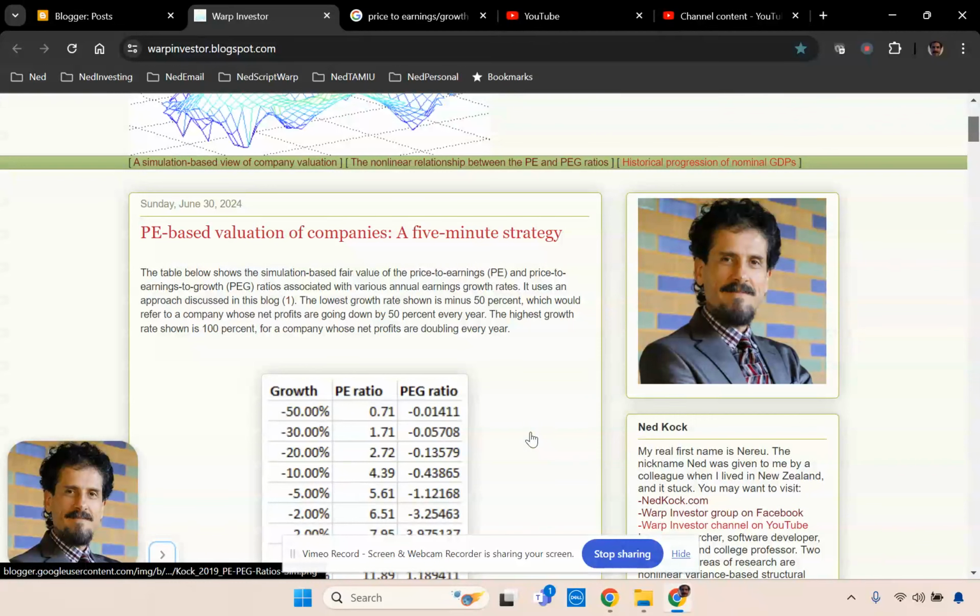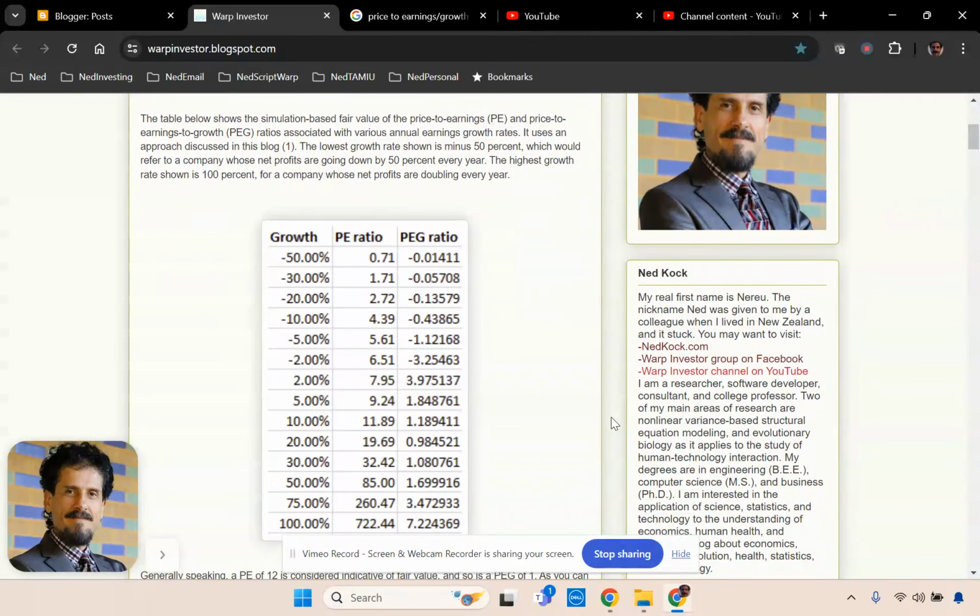Because it is PE-based, that's the price to earnings ratio, it requires the companies to be profitable. Valuing non-profitable companies that would have a negative PE would require a different strategy. Now, many companies are profitable, so one can use this simple strategy, and it's based on this table here.